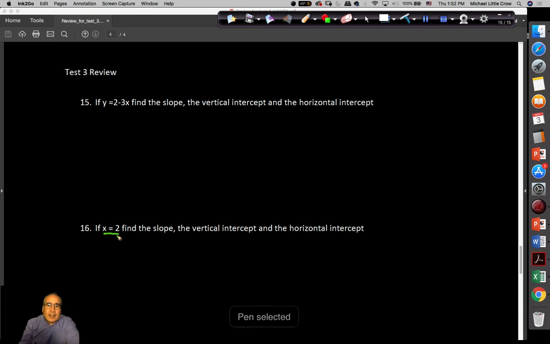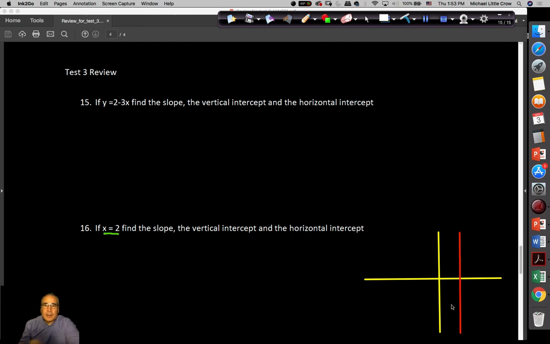Because 16 is x equals 2. So that's going to be, look at our x and y axis here. So x equals 2 is going to be a vertical line at x equals 2. And we can see again there will be a horizontal intercept but no vertical intercept because they're parallel to each other.